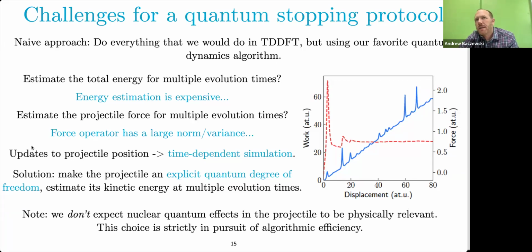Another thing to account for is the fact that updating the projectile position, the way that we would do it in a time-dependent DFT simulation, actually introduces a time-dependent simulation. So we're going to treat the projectile as an autonomous quantum degree of freedom that is going to allow us to use time-independent Hamiltonian simulation instead. So the quantum algorithmic protocol that I'm using is sidestepping these things that you might try to do if you were just trying to copy TD-DFT directly. The solution is to make this projectile an explicit quantum degree of freedom that evolves autonomously, with no time-dependent simulation, and to estimate the kinetic energy of that projectile degree of freedom explicitly, as encoded in a specific register in our simulation, at multiple evolution times. This is the best way to go about doing this, actually.